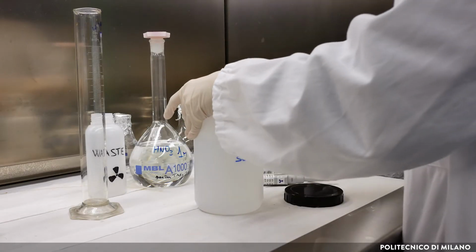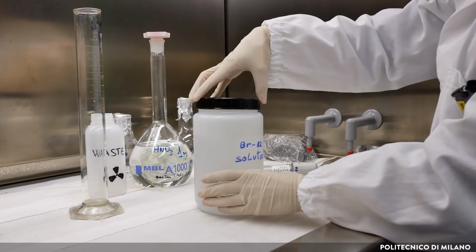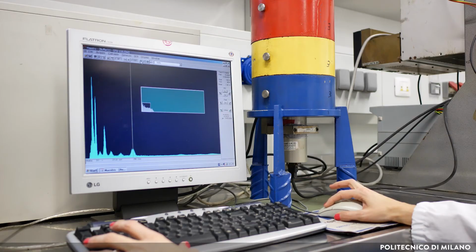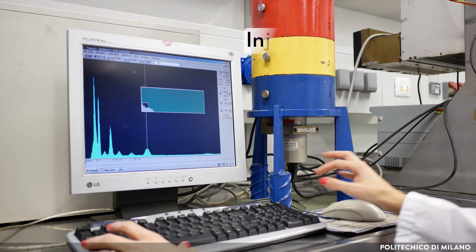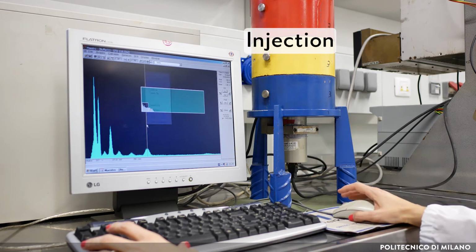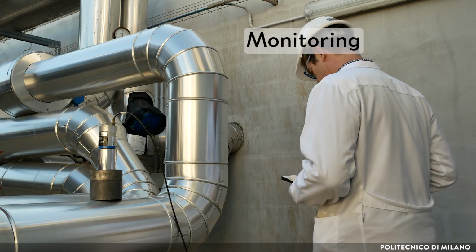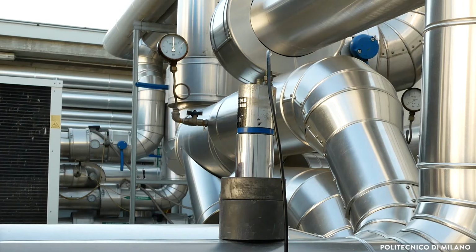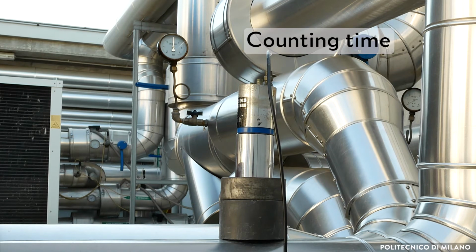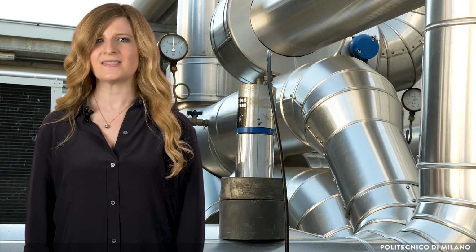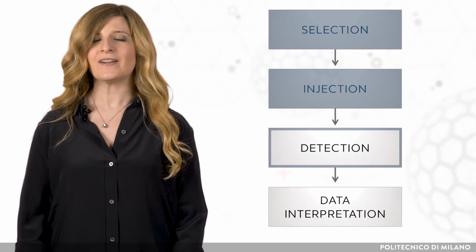Then, the experiment is ready to be performed. The solution containing the radio tracer is prepared and its activity is checked. Then, the injection takes place and the detectors start acquiring the counts. The monitoring phase begins. The measurement phase of each probe is defined by the duration and by the counting time. It could range between 1 millisecond and 1 hour.